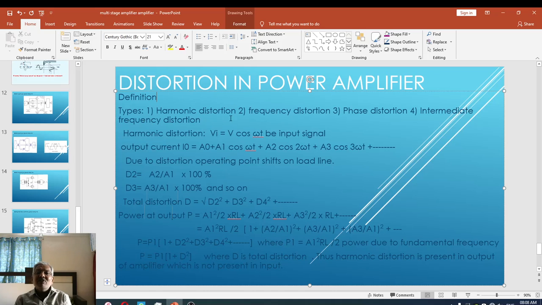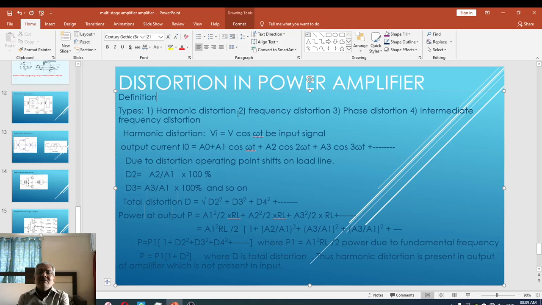The harmonic distortion is said to be present in the power amplifier provided that in the output, along with the fundamental frequency, the deviation in the fundamental frequency appears at the output, and these deviations in the fundamental frequency which appear at the output are called harmonics of the fundamental frequency.